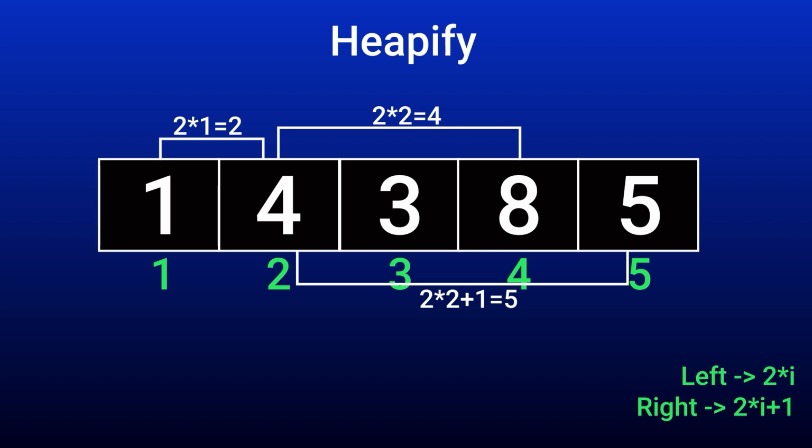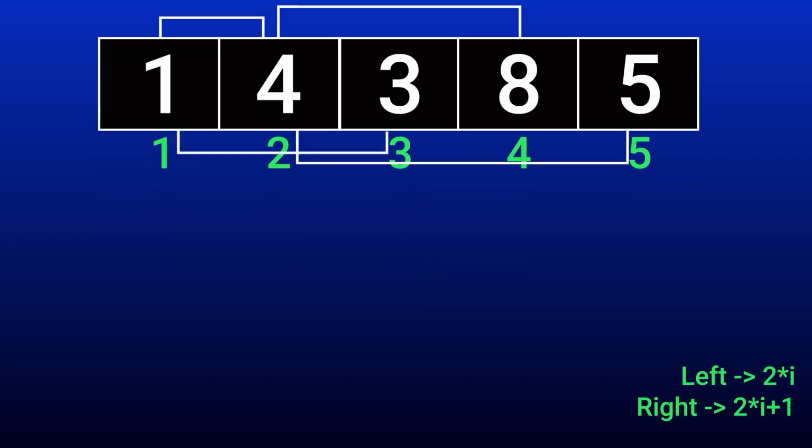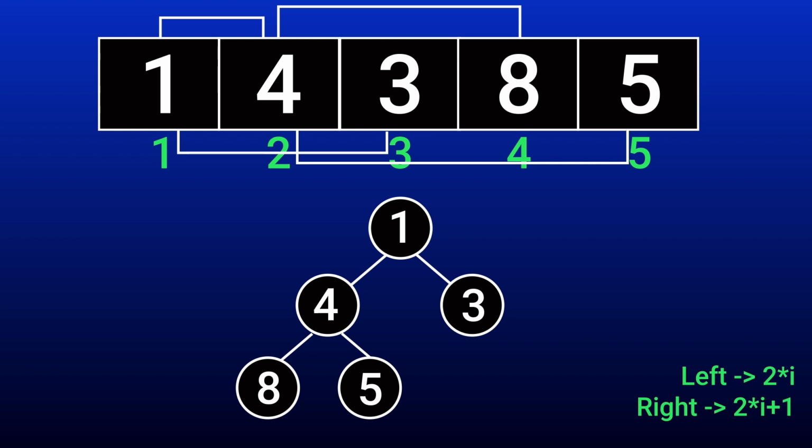Using this knowledge, let's plot the data structure as a tree. Now some of you might feel comfortable. Here, the minimum element 1 is at the root. Its children are 4 and 3. You can calculate it. Children of 4 are 8 and 5. 3 has no children. Similarly, 8 and 5 have no children. Always fill the left subtree first, then we move on to the right subtree.